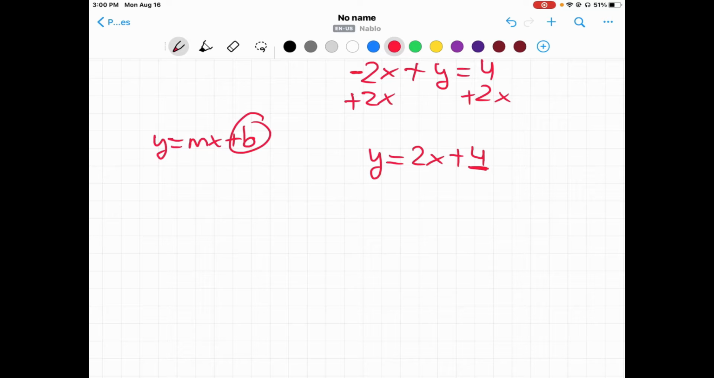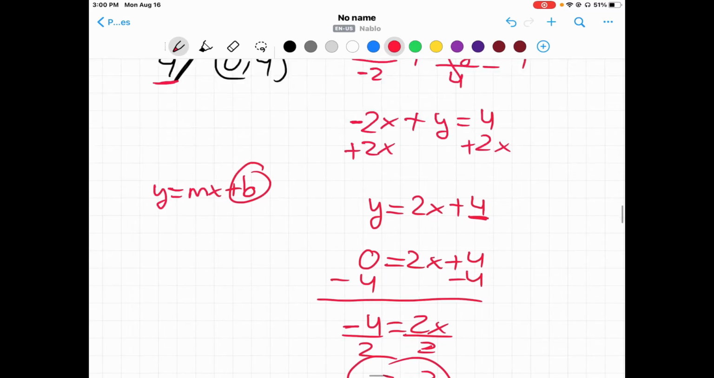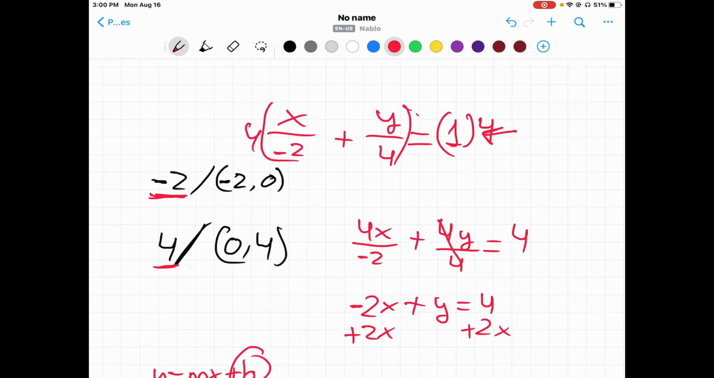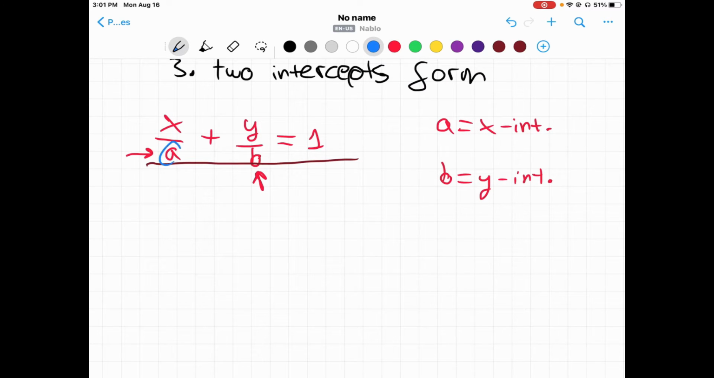Now let's try it with the x-intercept. We set y to 0. 0 equals 2x plus 4, minus 4 from both sides. Negative 4 equals 2x. Divide both sides by 2, and we get that x is negative 2. The x-intercept is negative 2, which is what we said right here. So just remember, you can know what the x and y-intercepts are of a linear equation in the two-intercepts form just by looking at a and b.